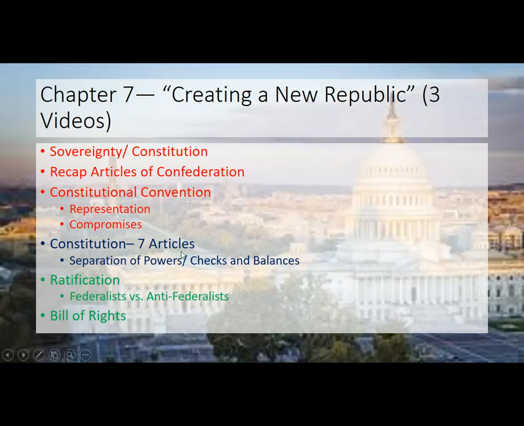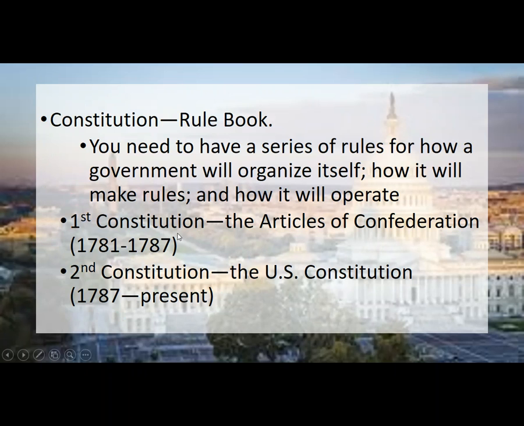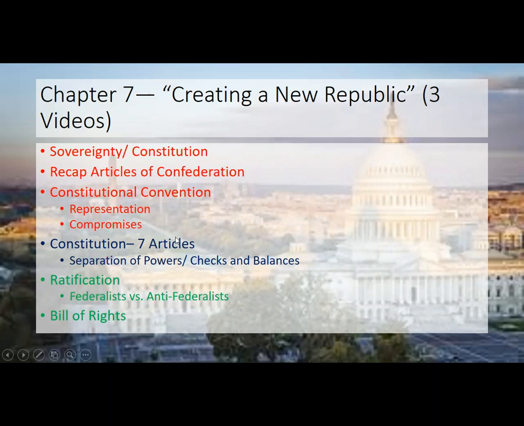This is video 2. This is actually going to talk briefly about the 7 articles. It's going to talk about the 7 articles and touch on separation of power and checks and balances.